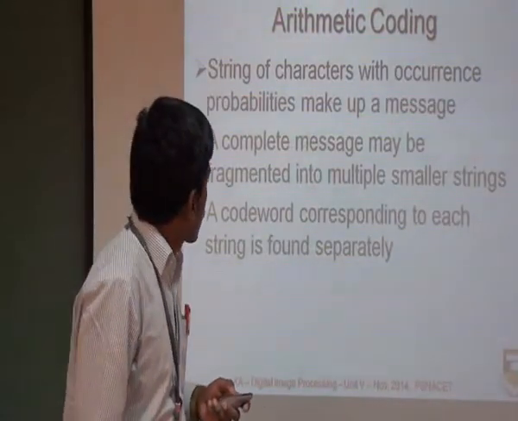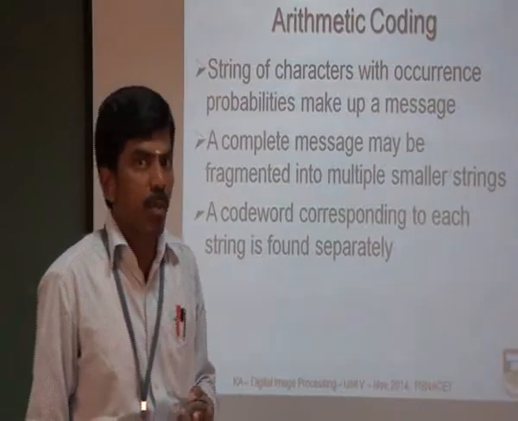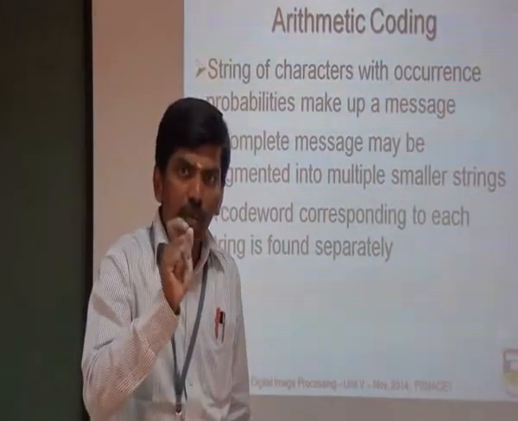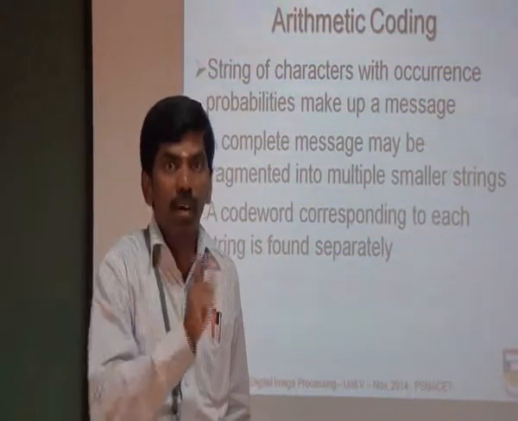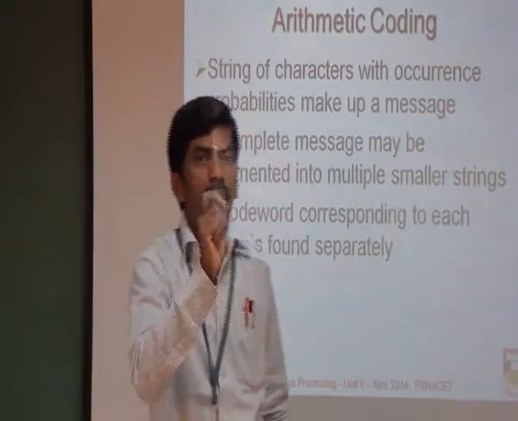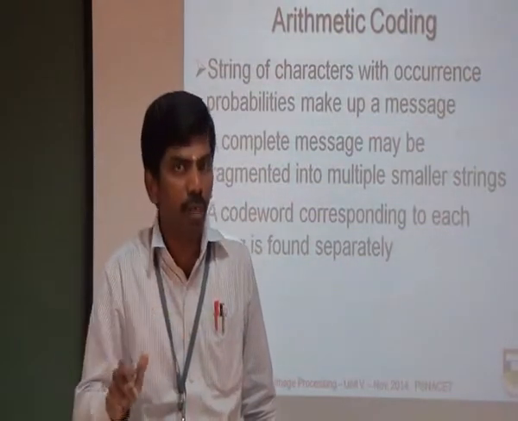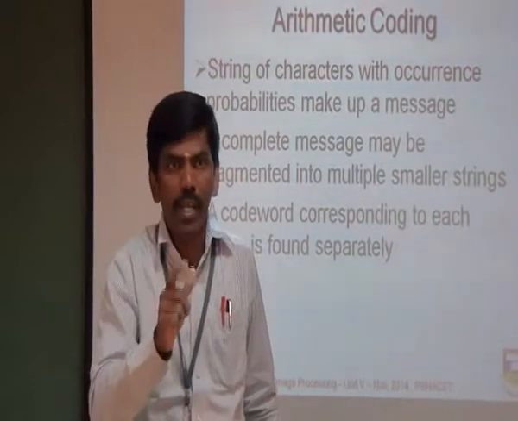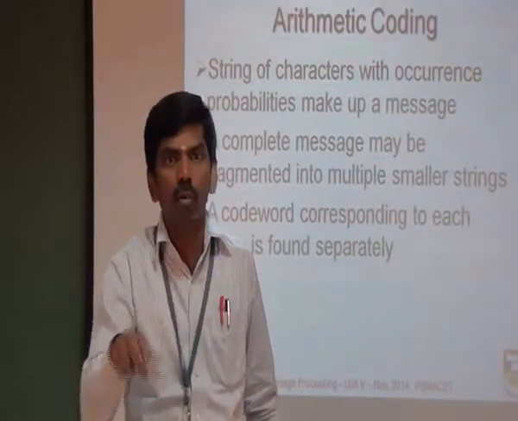Sorting of characters with their probability makes a message. Some message is there; to find the corresponding message, what is the tag? What is the difference between Huffman code and arithmetic code? In Huffman code, you find each character's probability, the code, the length, and all the things. But in arithmetic code, you do not assign any code like 0, 1, 1, 0, anything.